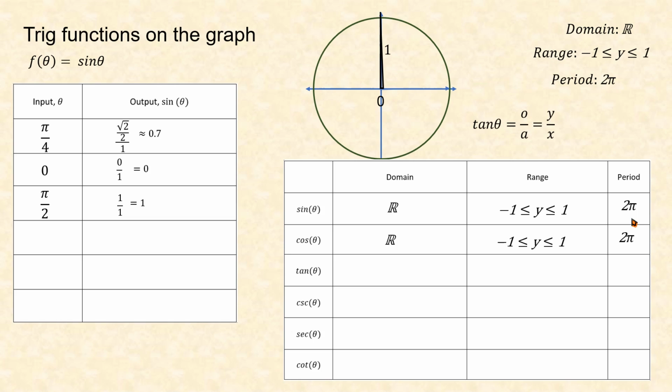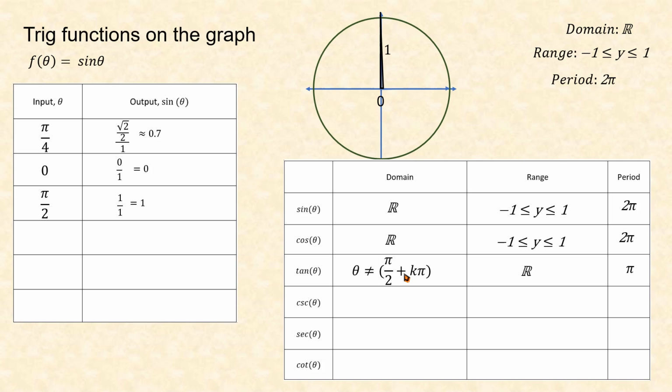Tangent is a little bit different because it's opposite over adjacent, which means you have x at the bottom. So the domain can't be where x is 0. Like you see here, pi over 2 is when x is 0. So the domain can't be pi over 2, and then add k pi. Every time you go another pi, x is 0, so down here you can't have that either, and another pi up here, you can't have it. So the domain is when theta is not equal to pi over 2 plus k pi. And the range is all real numbers.